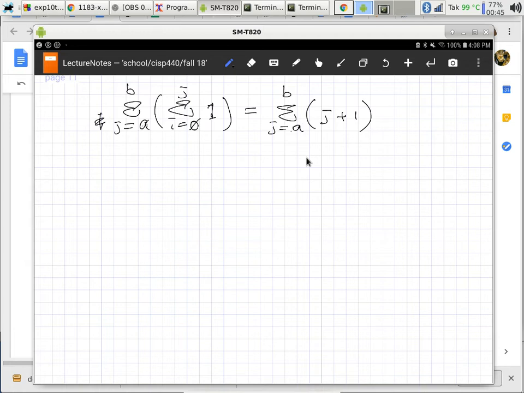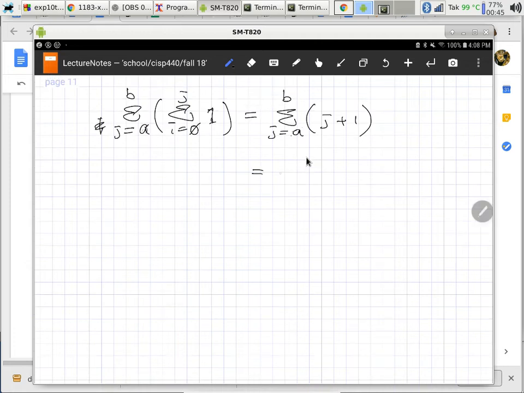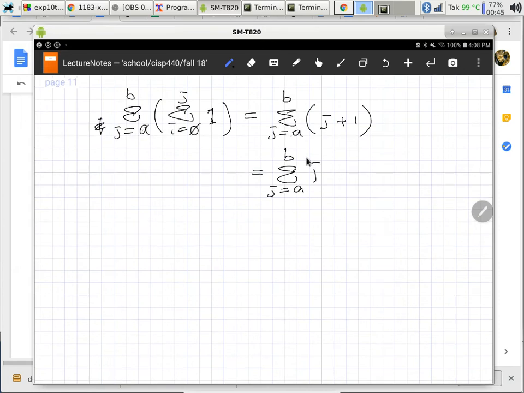But how does 3 relate to j, or 2 in this specific case? It's whatever the count plus 1. So that's why we know that the inner sigma turns into j plus 1. So you look at this and go, okay, now what do we do with this? Now we have sigma j equals a to b, and you can break it up. One side deals with j, and the other side deals with the constant.